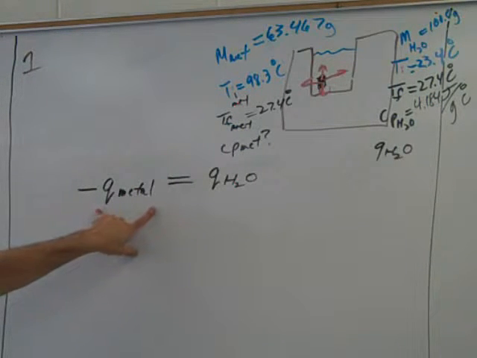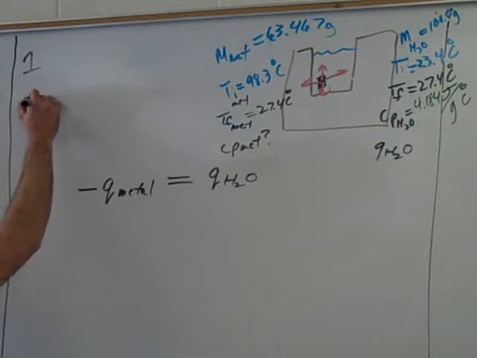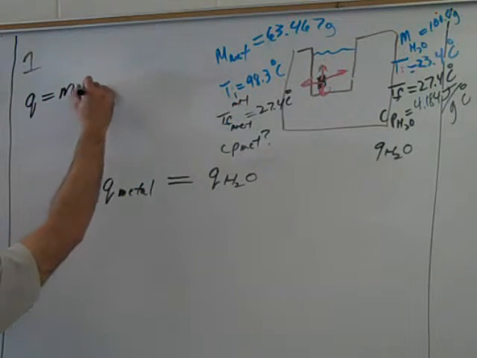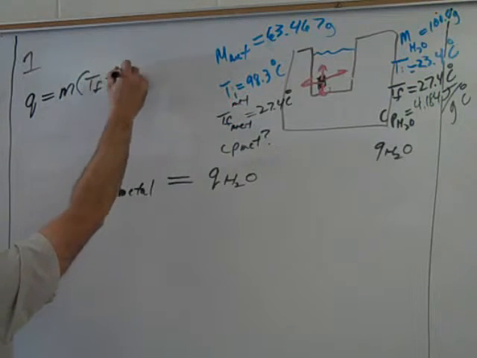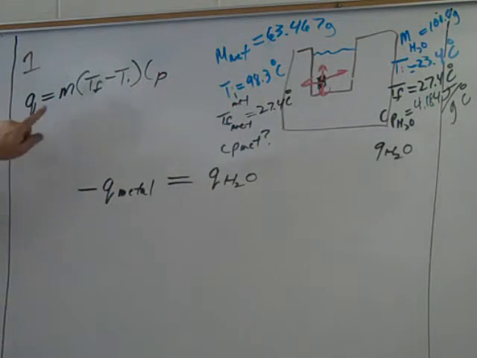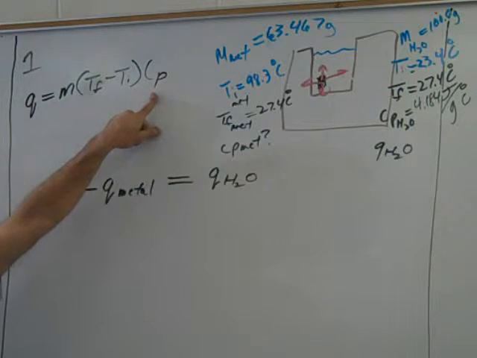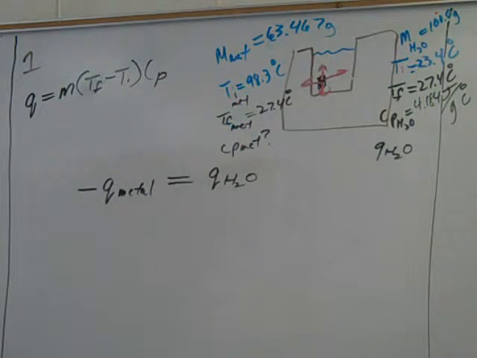What is the formula for Q? The formula for Q is the mass times the final temperature minus the initial temperature times the specific heat. That's the formula for Q. Now we're tackling the toughest problem first. The problems you're going to do for homework are going to be easier. So it's kind of, in one sense, nice that we're doing the toughest math problem first.